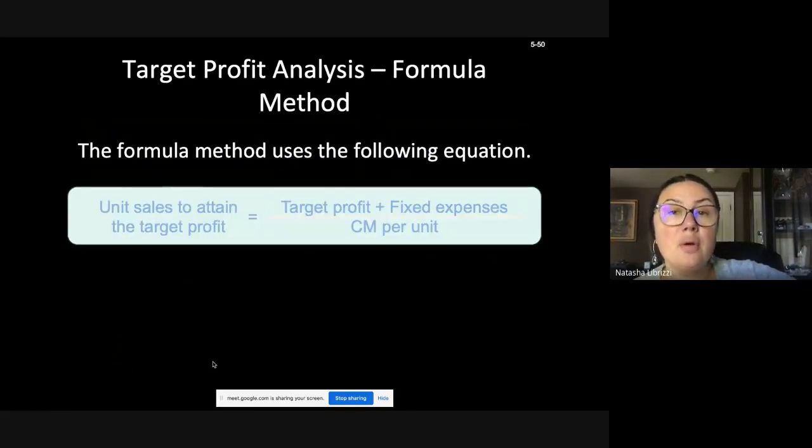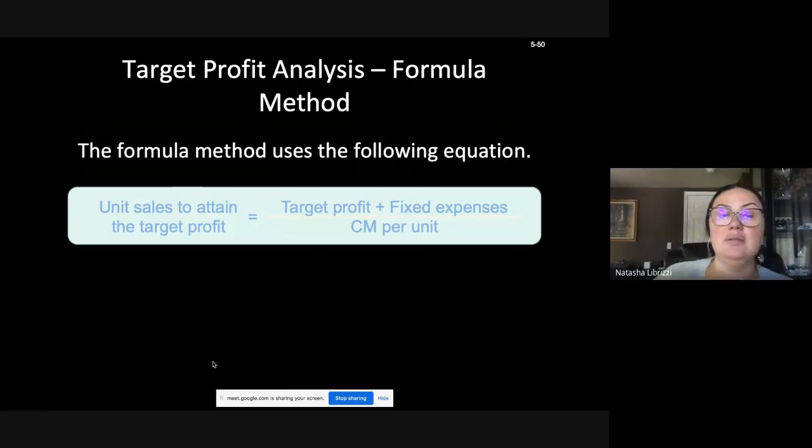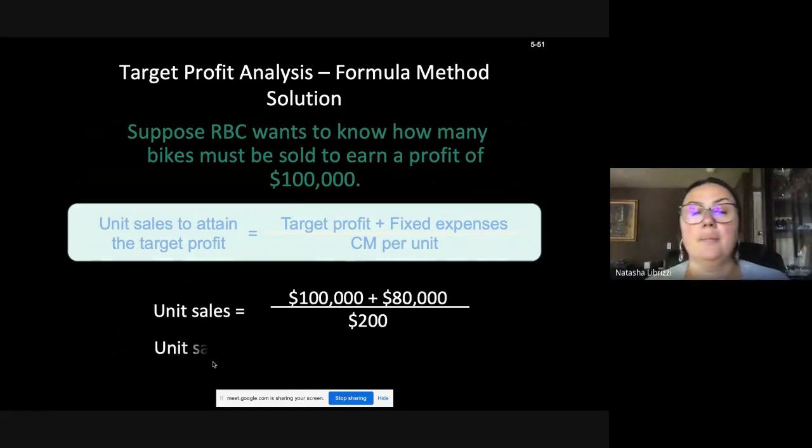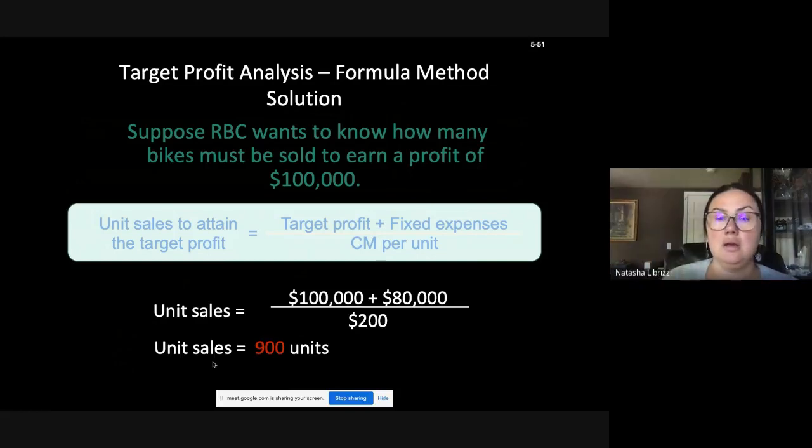Now, for formula method, we're going to take target profit plus fixed expenses divided by contribution margin per unit. So we're going to be dividing that. So 100,000 plus 80,000 divided by 200, you get yourself 900 units. So you're trying to make enough money to cover your fixed expense as well as additional profit.